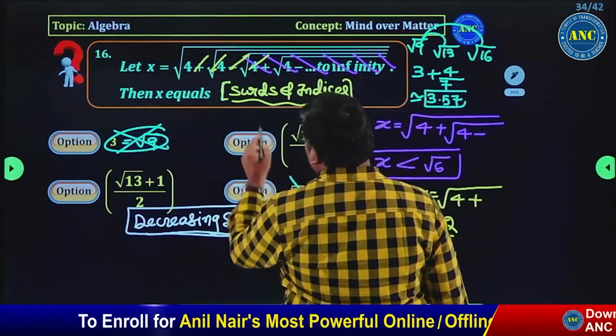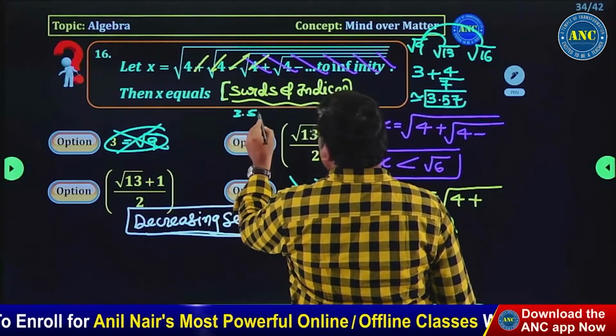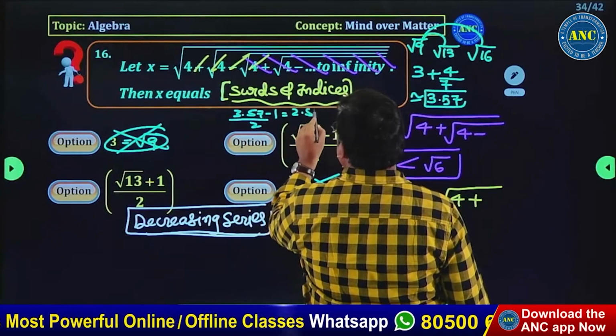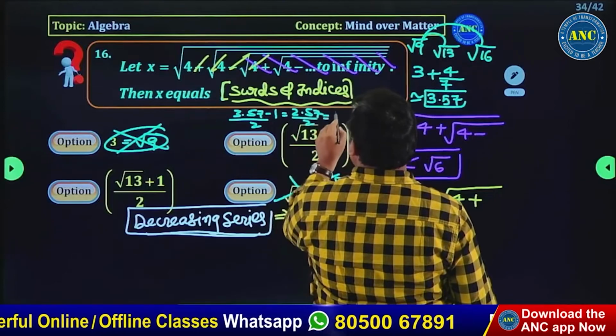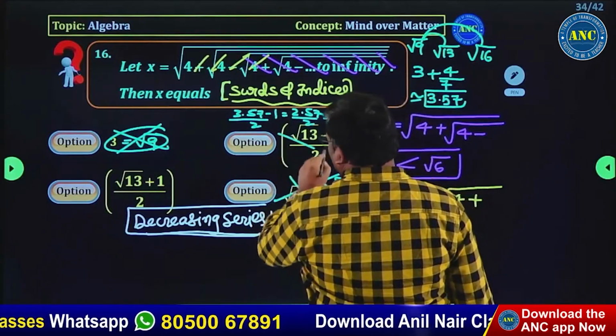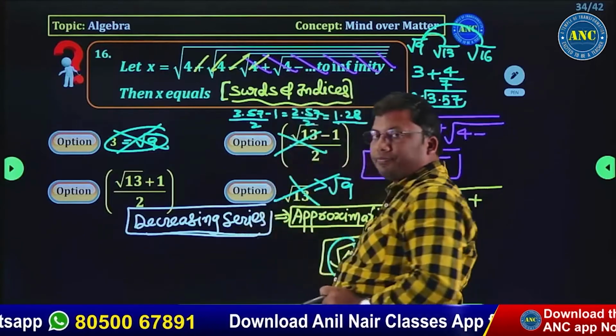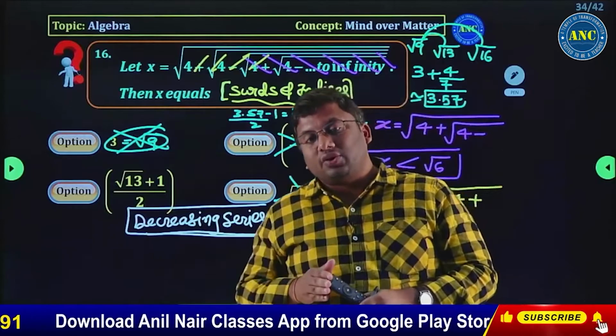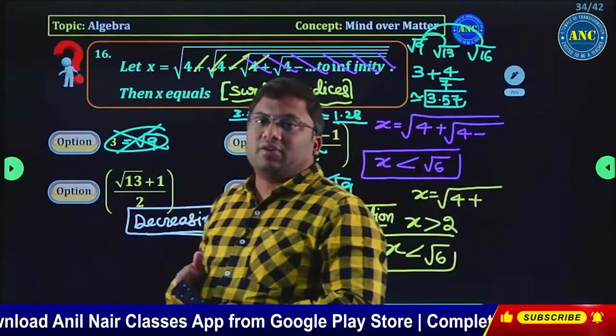So this will be 3.57 minus 1, divided by 2. 2.57 divided by 2 is 1.28. The answer should be greater than 2, so this is not possible. Please do not write it out in a quadratic equation format and find out the x.